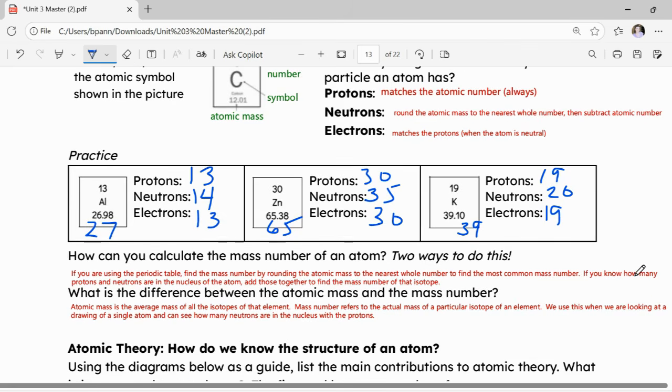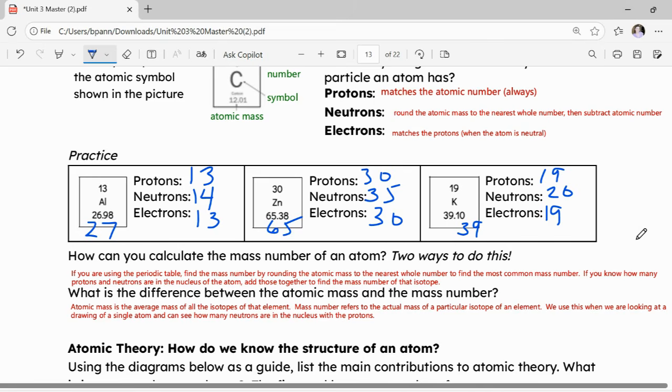Finally, let's look at how we can calculate the mass number. But there are two ways to find the mass number. If we're looking at the periodic table, take the atomic mass and round it to the nearest whole number. Remember to follow the rounding rules from math class. If the number after the decimal is a 5 or above, round up. If the number after the decimal is 4 or below, round down. If you're looking at a picture of an atom and you can see the protons and neutrons, simply add the protons and neutrons together to get the mass number for that particular isotope.